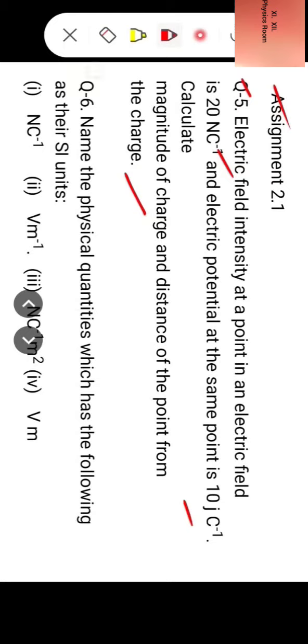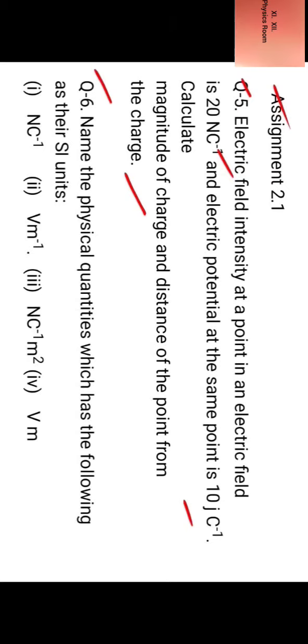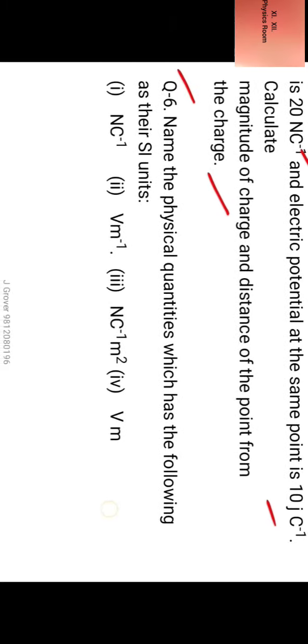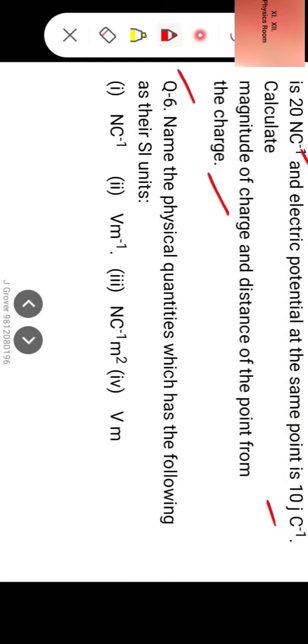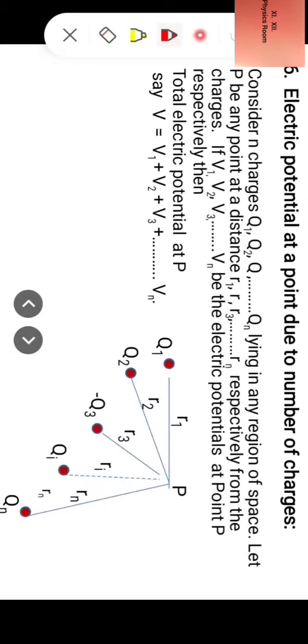Question number 6. Name the physical quantities which have the following as their SI units. Number 1, Newton per coulomb. Number 2, volt per meter. Number 3, Newton per coulomb meter square. Number 4, volt meter.